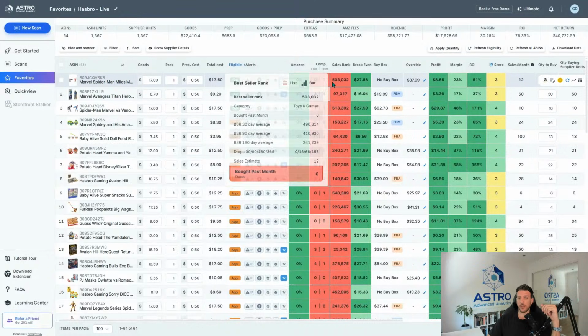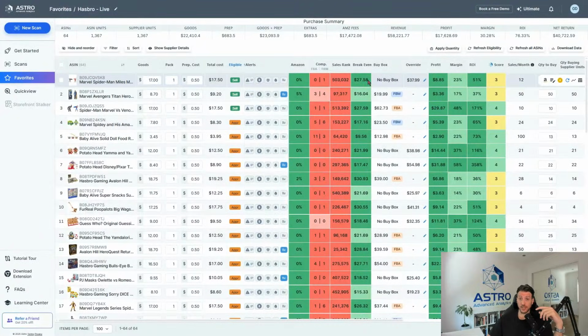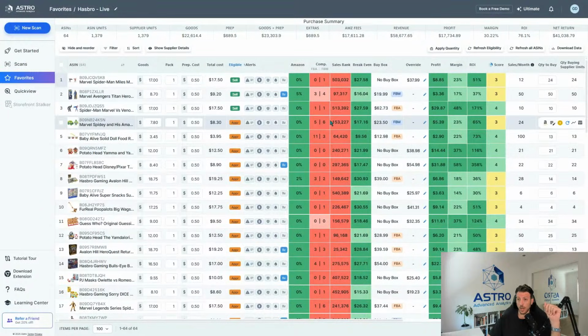The only reason the BSR is so bad right now is because the person who's currently selling it jacked up the price to $65. So that's why the BSR is bad. I would probably even think about buying 24 of these. I think that could actually sell. And 50% ROI is fine. 23% margin is real good. All right, next one, 37%.